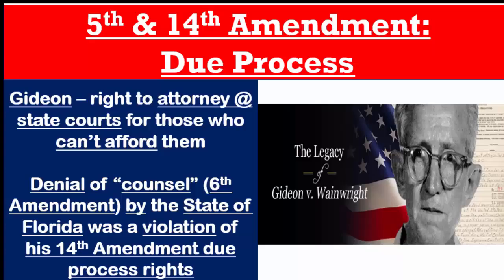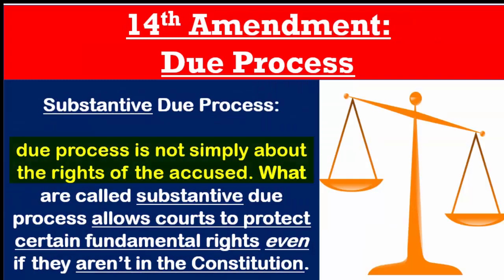The case of Gideon v. Wainwright that we discussed last time is a perfect example of a procedural criminal due process case. We know it as the case that provides us with an attorney if we cannot afford one, but Gideon was able to argue that denial of counsel, aka the Sixth Amendment, by the state of Florida in his case was a violation of his 14th Amendment due process rights. And again, the plaintiff in this case was the government, in this case, the state government of Florida. However, due process is not simply about the rights of the accused.